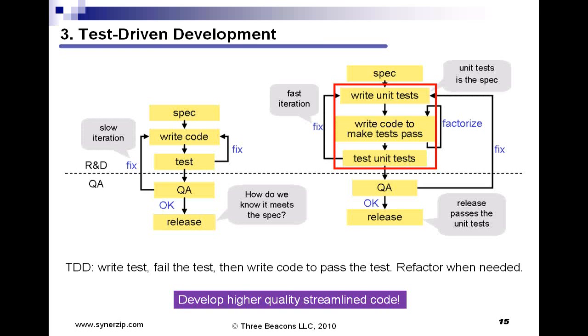One caveat, though, one possible disadvantage of this approach: metrics and case studies show that it does seem to take 10 to 15% longer to develop software when you're using a rigorous test-driven development approach. So just a word to the wise there.